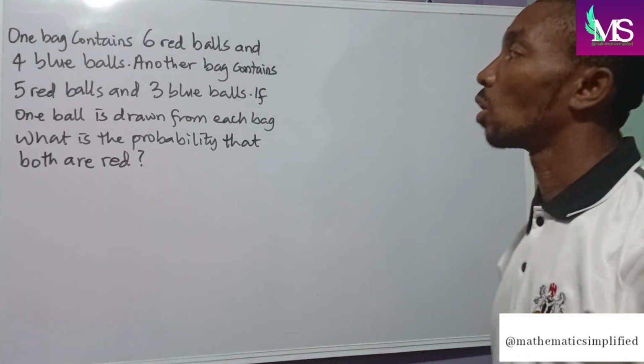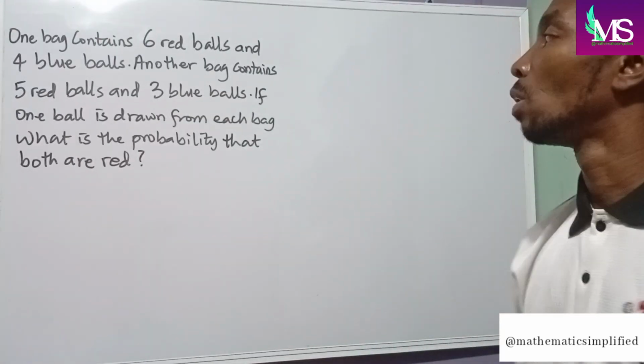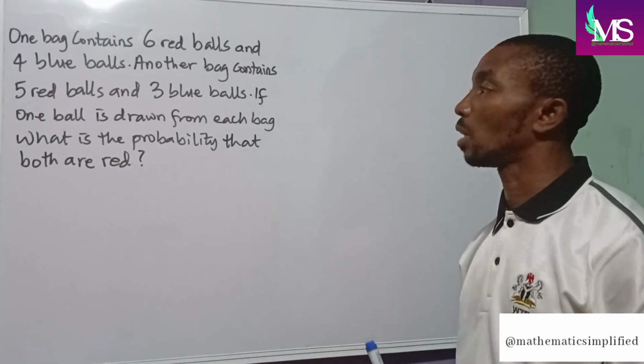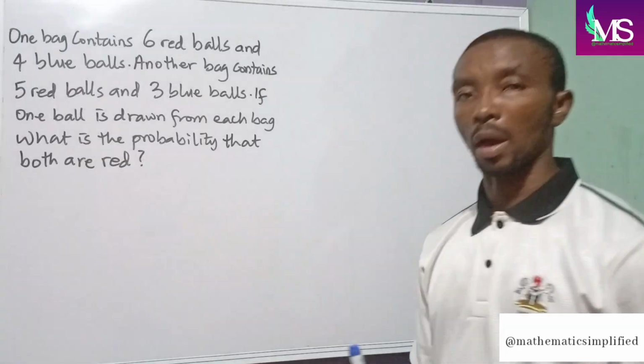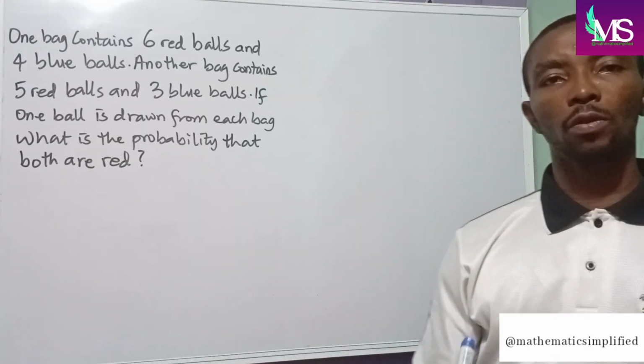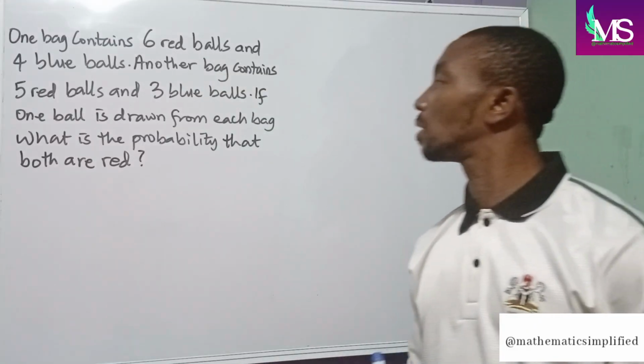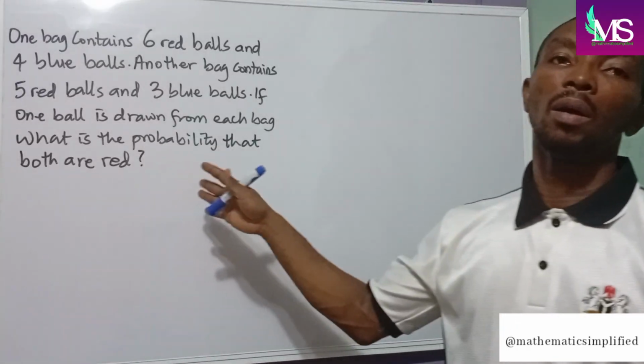One bag contains 6 red balls and 4 blue balls. Another bag contains 5 red balls and 3 blue balls. If a ball is chosen from each bag at random, what is the probability that both are red?